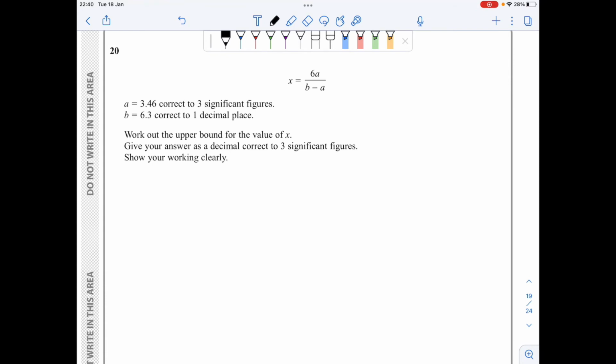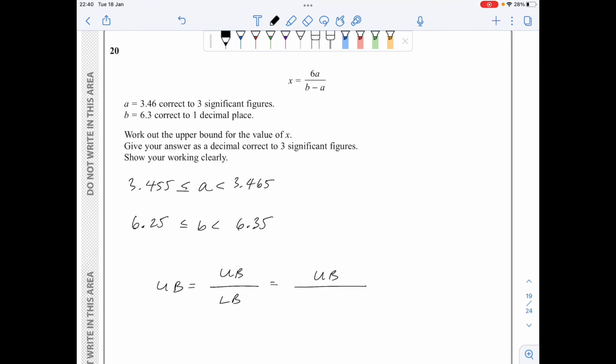For question 20, note that A is between 3.455 and 3.465, and B is between 6.25 and 6.35. Now, because I want the upper bound of this expression, I will need a large numerator and a small denominator, which means I'm going to take the upper bound of the numerator, and note in the denominator I have subtraction, and if I want my result to be small, I'm going to take the lower bound of the first number minus the upper bound of the second number.